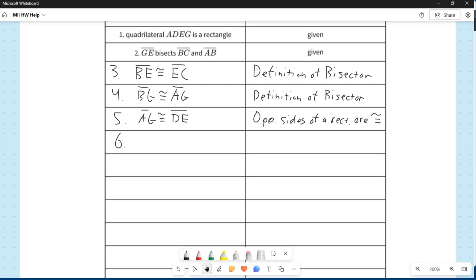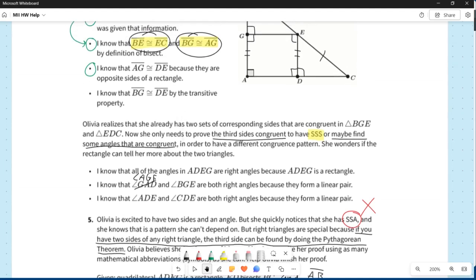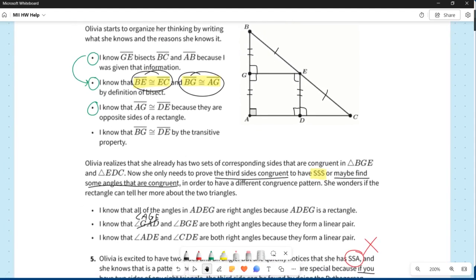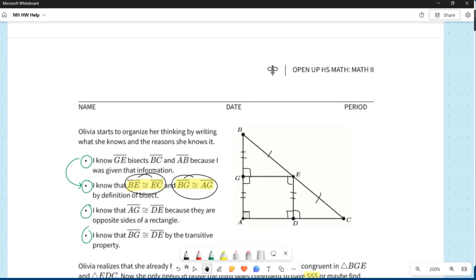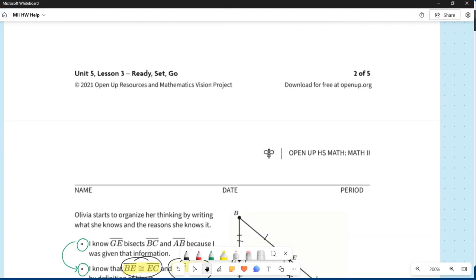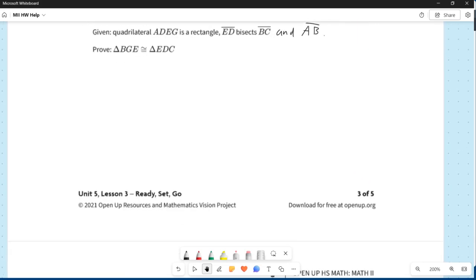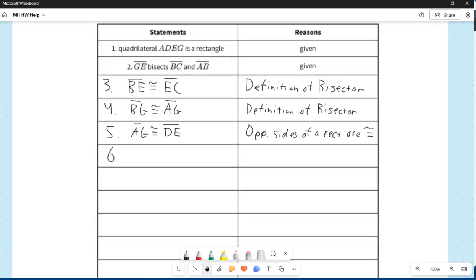Okay, statement 6. Again, going back to Olivia's notes. How nice that Olivia did a lot of the heavy lifting for us. So we've used up that third bullet point. The fourth bullet point says, I know that BG is congruent to DE by the transitive property. So, where did we write the transitive? Oh, no, I guess I erased it. But you might remember earlier we talked about how the transitive property works. We don't have to. We can just say this now.